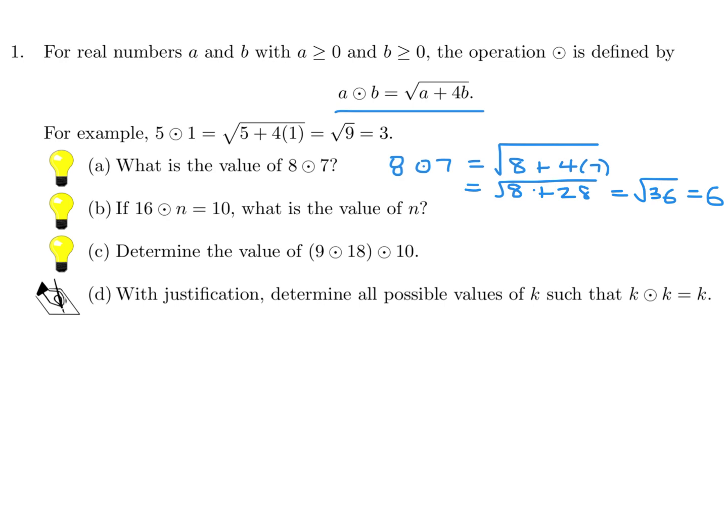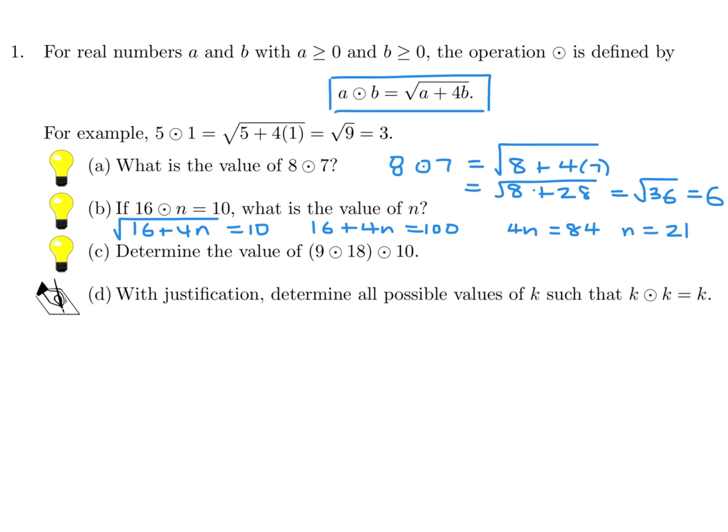Part B, if 16 symbol n is 10, what is n? According to this definition again, 16 symbol n would basically be the root of 16 plus 4n, and they're saying that's equal to 10. So then square both sides, and you get 16 plus 4n is equal to 100, and therefore 4n is equal to 84, and divide through by 4, and you get n equal to 21.